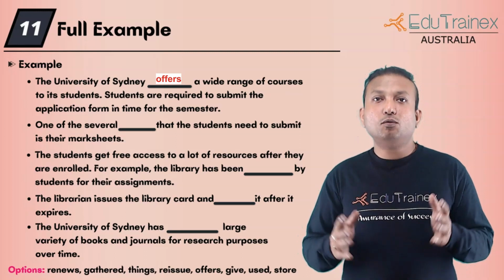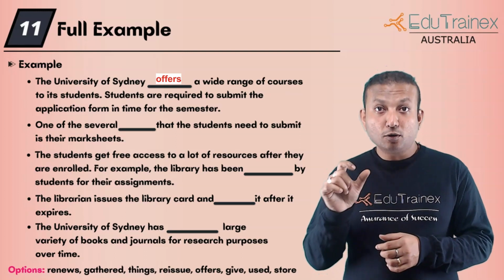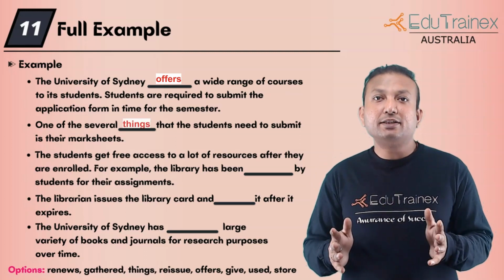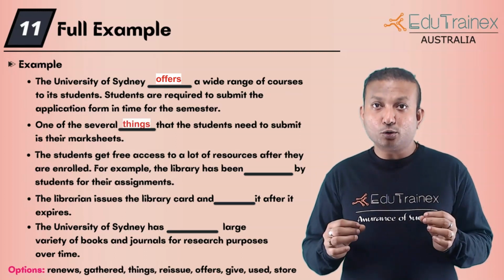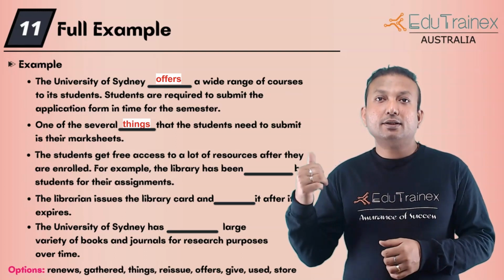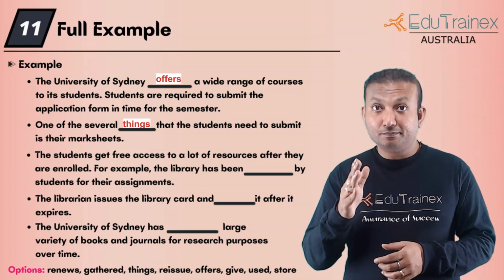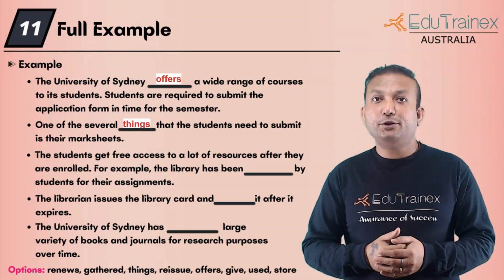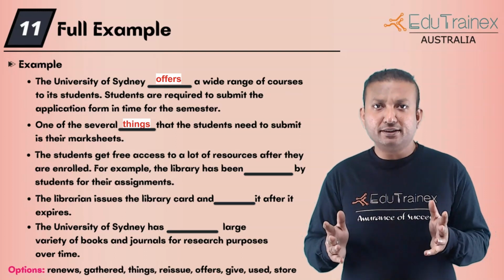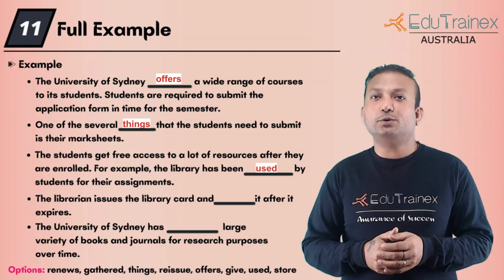The second one is: one of the several dash that the students need to submit. Notice one of the dash. Always a plural form will follow. So one of the things will make most sense here, as we are talking about something they need to submit. The third one is: the library has dash. Remember, verb form 3 will come. And I see only two of them in the options, which are gathered and used. The library was not gathered by students, so it doesn't make sense here. It has to be has been used by the students.